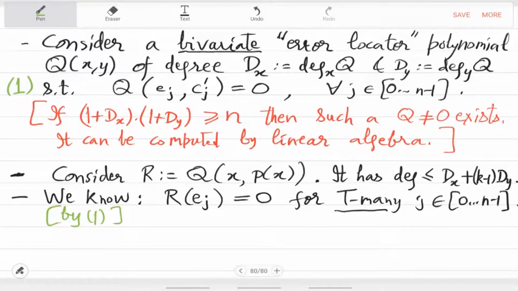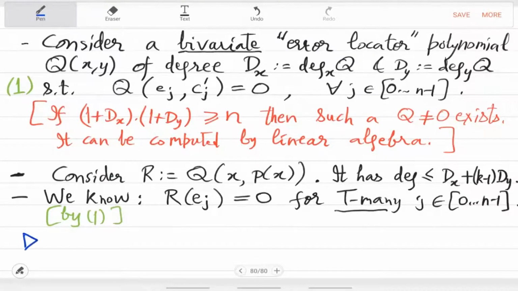That's the last check that you have to do: compare this number t with the degree of R. Sir, in the first equation we have assumed that it vanishes for all 0 to n minus 1, not just for t. That is fine. How is that in conflict with the fact that R(e_j) is equal to 0 for t many j? We are just using part of the construction of Q.